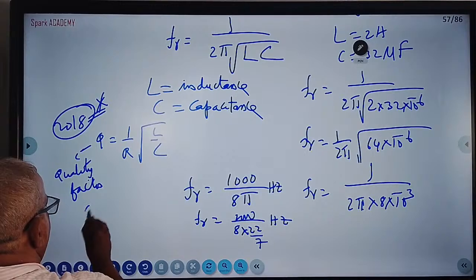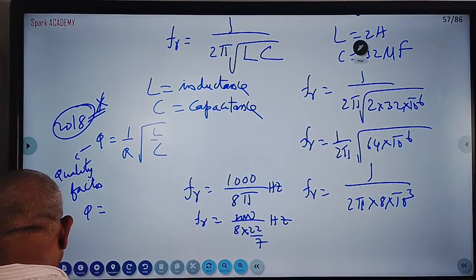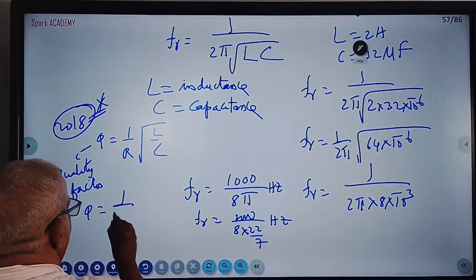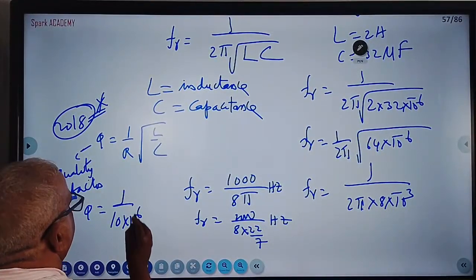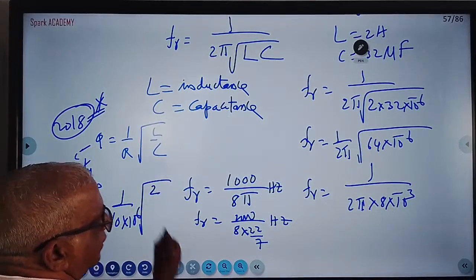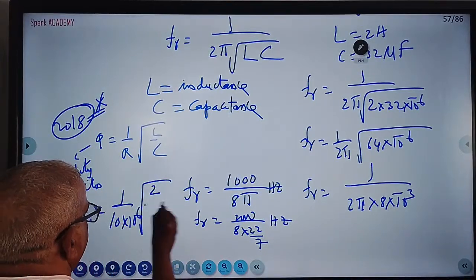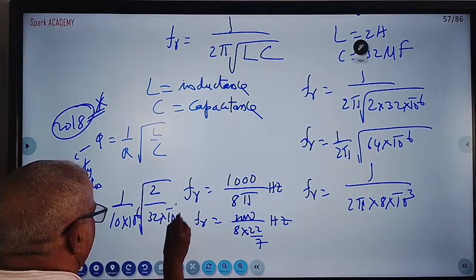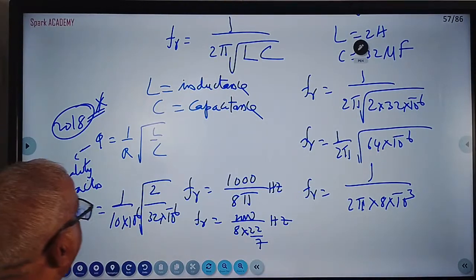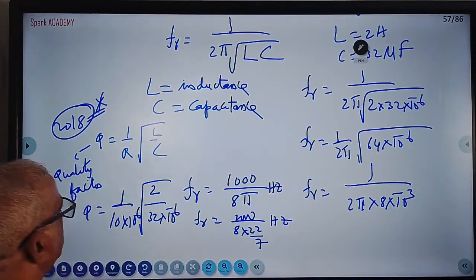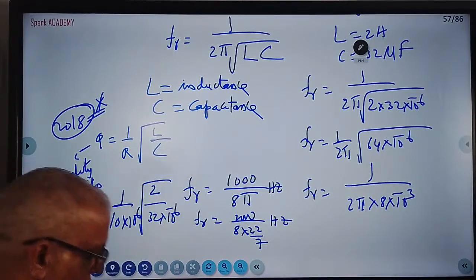1 by R. The R value, the resistance value, is given as 10 mega ohms. 10 mega ohms means 10 to the power of 6. And root L by C, that L is nothing but 32 into 10 to the power minus 6. This is called quality factor. Quality factor is omega naught L by R or 1 by R root L by C.